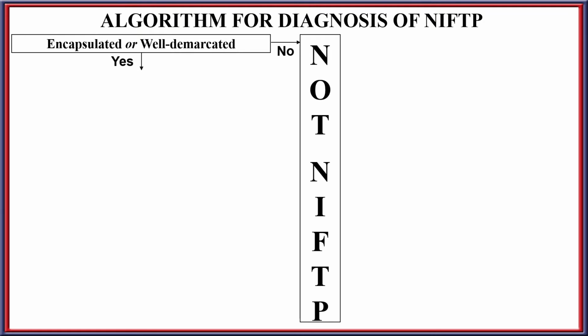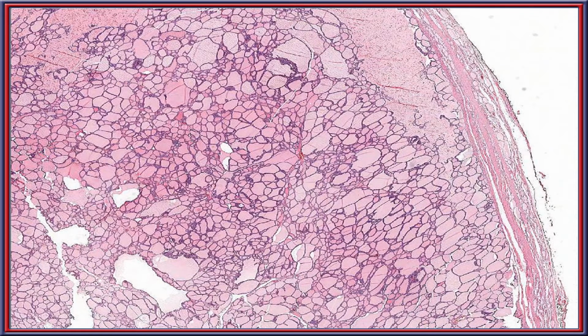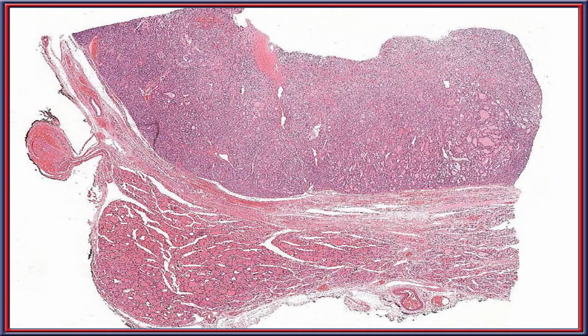Encapsulated or well demarcated as a criteria. This means that there's usually a very well-formed, thick, fibrous connective tissue capsule. Sometimes it's thin and attenuated. Sometimes there are tumors that have loss of the capsule and it's partially encapsulated. But just be aware that many times smooth muscle-walled vessels present within this fibrosis will allow you to be able to confirm the diagnosis. So here you can see a very well-formed peripheral fibrous connective tissue capsule separating the tumor from the adjacent parenchyma.